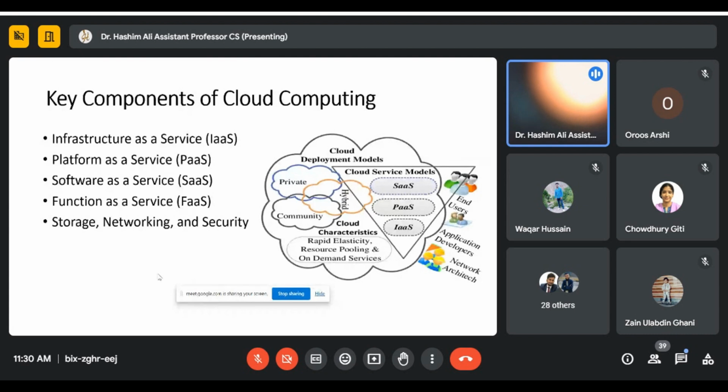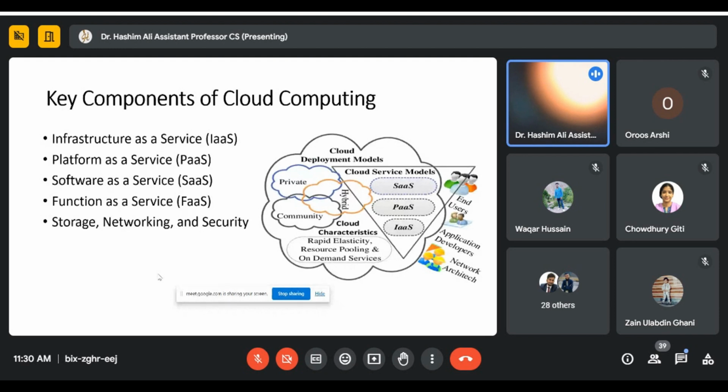Other services provided as components of cloud computing are storage as a service, where storage is provided, or where some networking resources are required, that networking resource is also provided over the cloud. And obviously we have discussed security, so security can be provided as a service.